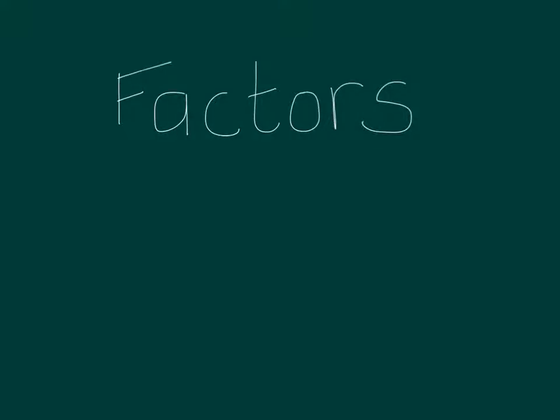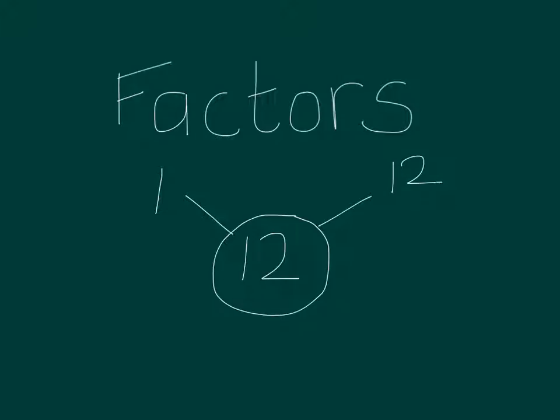This video is all about developing your understanding of factors. Factors are the numbers that times together in order to create a particular number. So for example, the factors of 12. The factors of 12 are all the numbers that times together in order to create 12. And the times tables that 12 is in is obviously the 1 times table and the 12 times table.